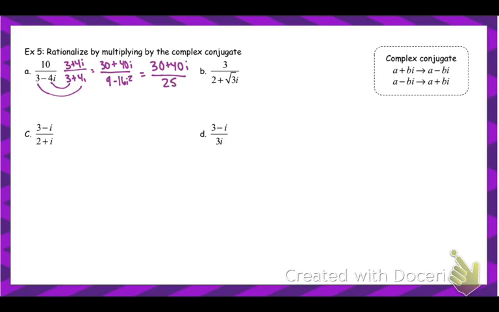And I'm going to write this final answer in that a plus bi form. So divide both things by 5. So 30 divided by 5 is 6 over 5 plus 8 over 5i.